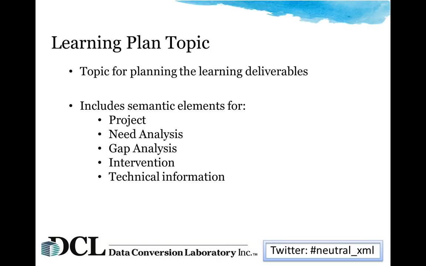The learning plan topic includes semantically identified elements for your project, including the client, the plan title, the course ID, modification dates, delivery dates. It has semantically identified elements for needs analysis, gap analysis, the type of intervention, what kind of learning strategy you're going to use, as well as for technical information, such as what type of LMS you are going to deliver this as, other handouts, other classroom physical requirements, other W3C standards compliance, what kind of interactive players you are planning to use for displaying the information, what viewers, resolution, file sizes, etc.